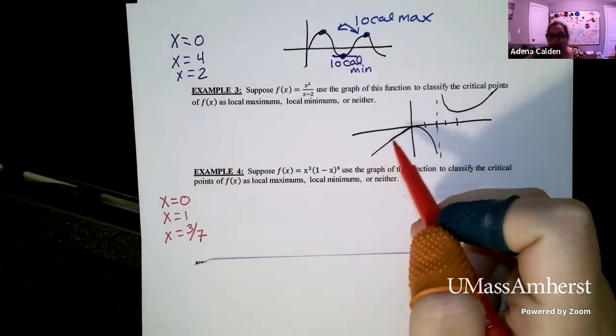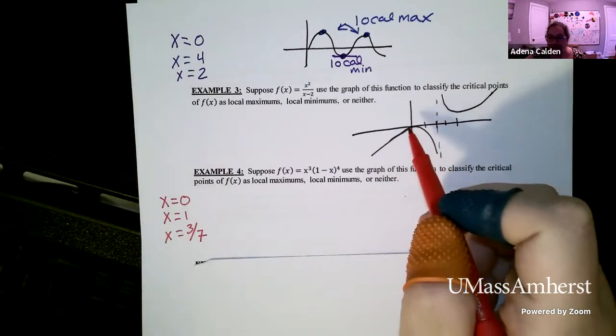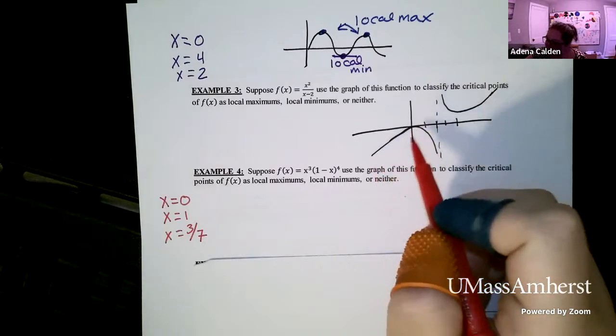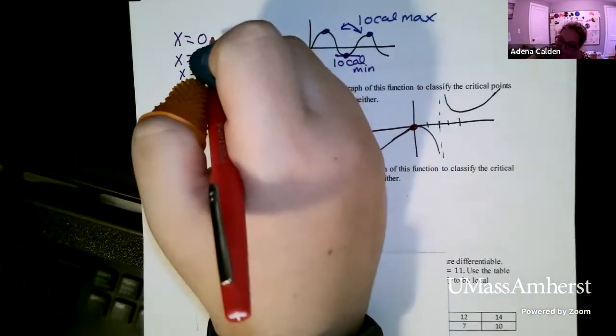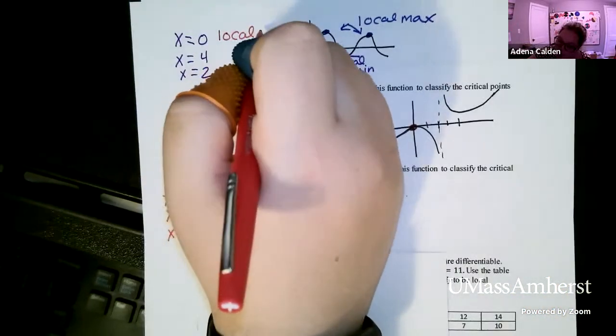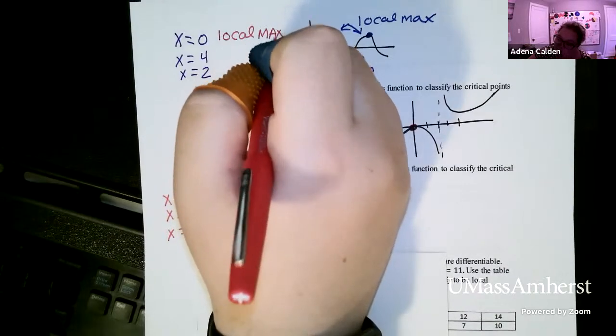So remember, if you go from increasing to decreasing, that creates the hill, and that makes this critical point a local maximum. So 0 will be a local max.